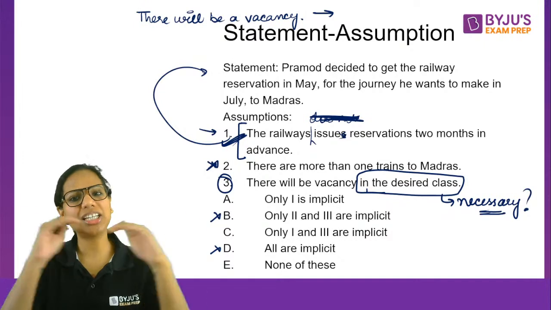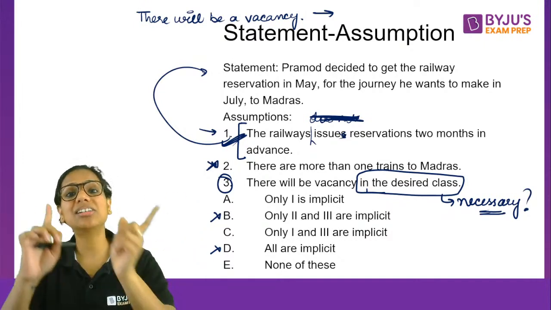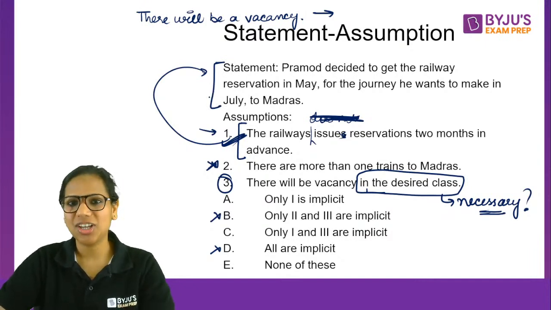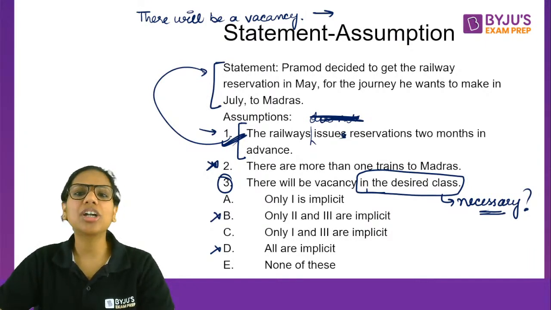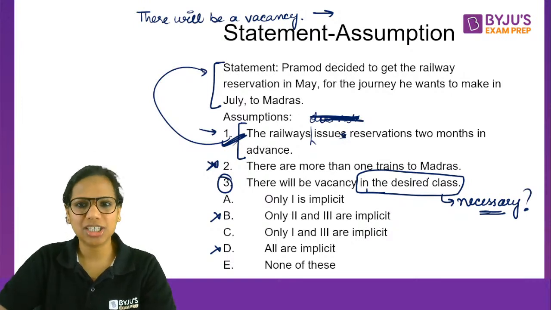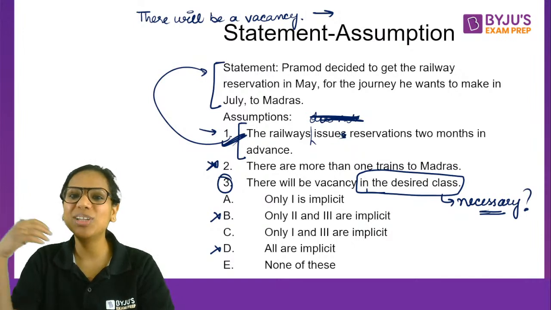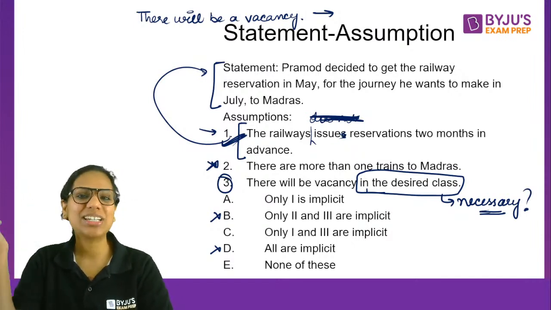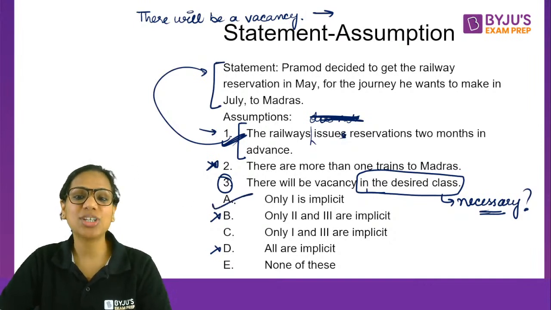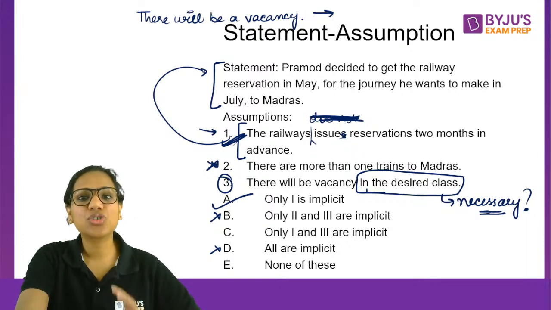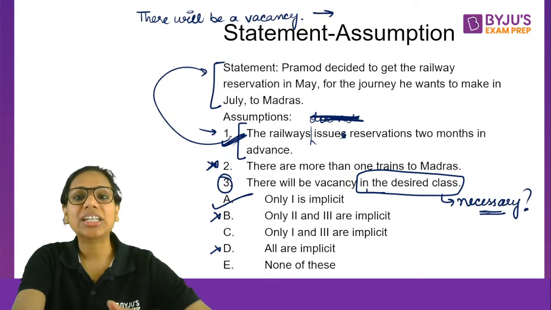There will be a vacancy, till here it's fine. There will be vacancy in the desired class. There is no mention of class in the statement. And this therefore is not necessary. Bas ticket available hogi, ye to definitely case hai, tabhi usne decision liya. But kis class mein milegi? That is not something that has been discussed. It becomes extra. It becomes out of scope. And the answer therefore is A and not C. Does this make sense to you? Anything that is extra is rejected.